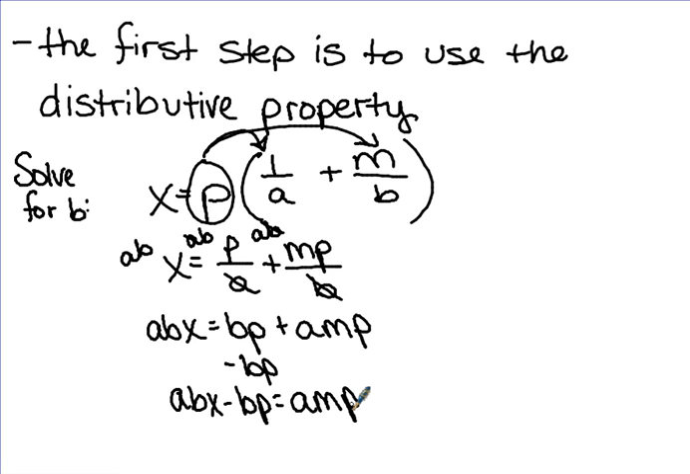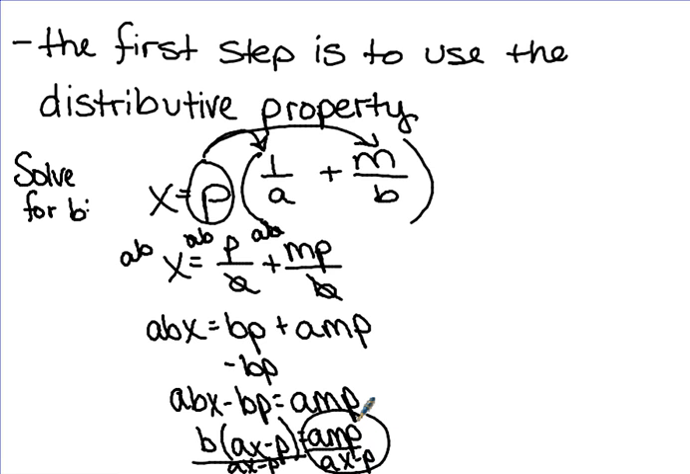And then just to get that b by itself, I'm going to factor out b, which leaves me with ax minus p equals amp. And finally, I want to divide by ax minus p on both sides. And that is going to be my final answer, amp over ax minus p. Alright, let's look at another example.